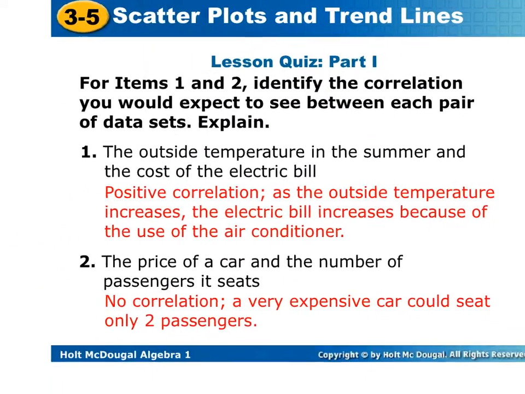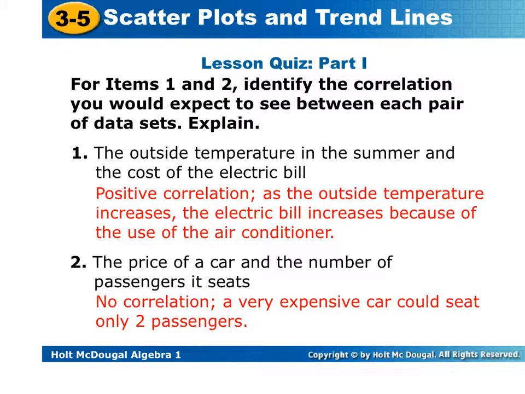Let's look at this one. The outside temperature in the summer and the cost of the electric bill. So when you run your air conditioner, it takes up electricity. So if it's cool outside, are you going to turn on your air conditioner? No. But what if it's hot? What if it's 90 degrees outside? Are you turning your air conditioner on? Yes. So the hotter it gets, the more electric you're going to use because you're going to be running that AC. So that is going to have a positive correlation.